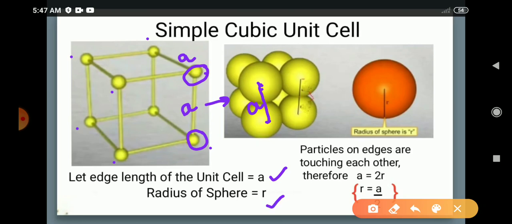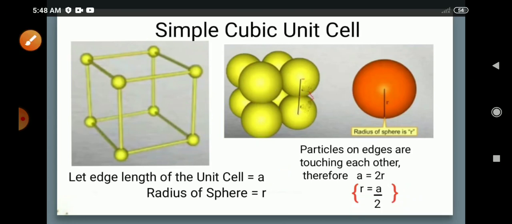So let R be the radius of the sphere. From this it is clear that A is equal to 2R. Since the particles are touching each other, the particles on the edges are touching each other. Therefore, A is equal to 2R. So the relation is R is equal to A by 2. That means the radius of the particle is equal to half of the edge length in a simple cubic unit cell.